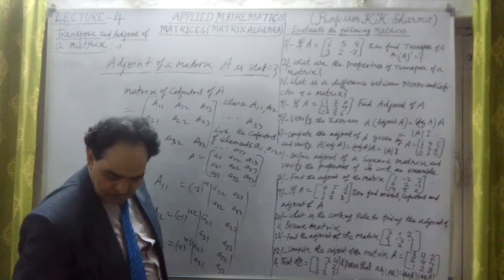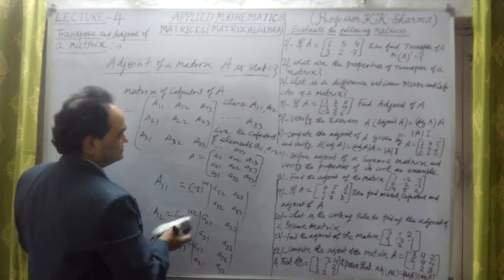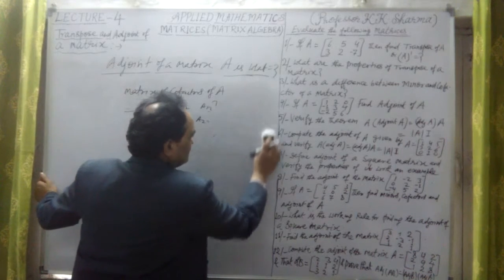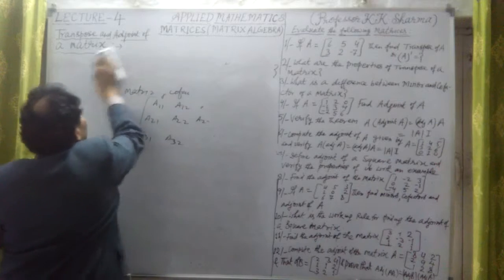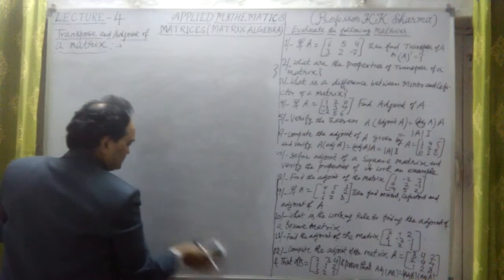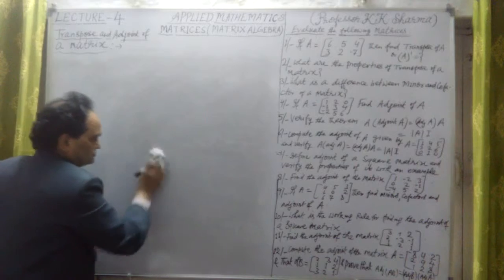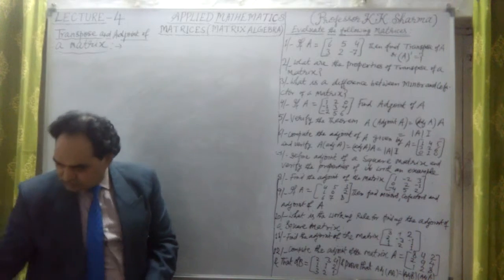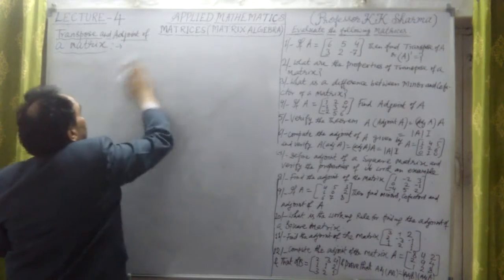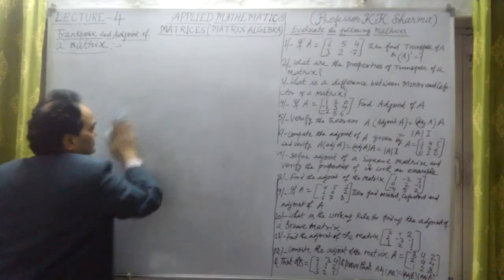Now let me take one numerical question that will give us a clear illustration. Question number 4 is based on the adjoint of the matrix, which I have just defined. Now I have to take the questions. First, let me clear this.